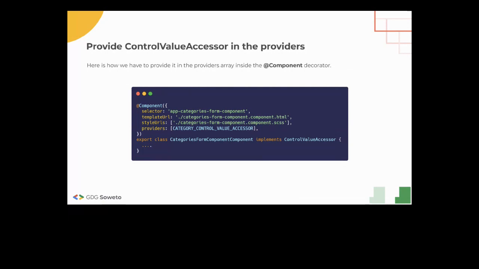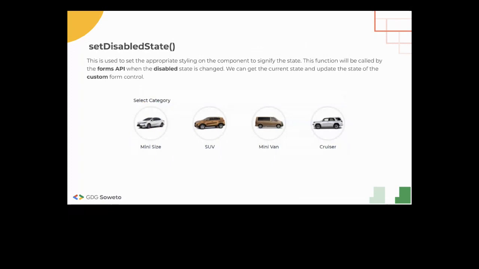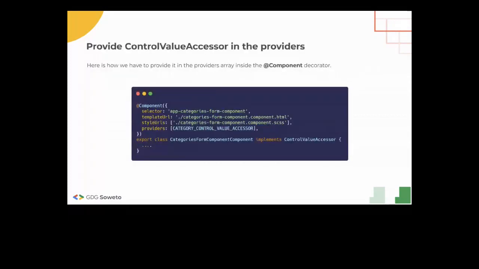You can also see it's implementing the control value accessor. That's why we mention the implements keyword, and after the implements keyword we implement this from the control value accessor. This categories form component is the form component I just shared with you, this select category. So this is the category selector component, and its implementation is here. We are implementing the control value accessor inside this.